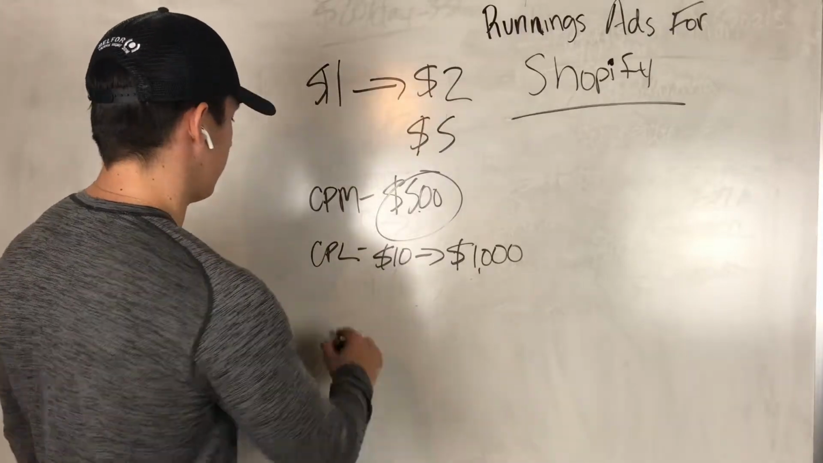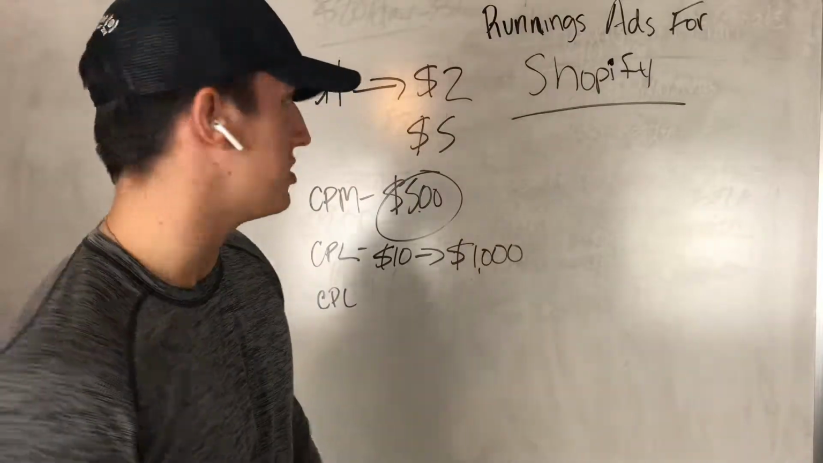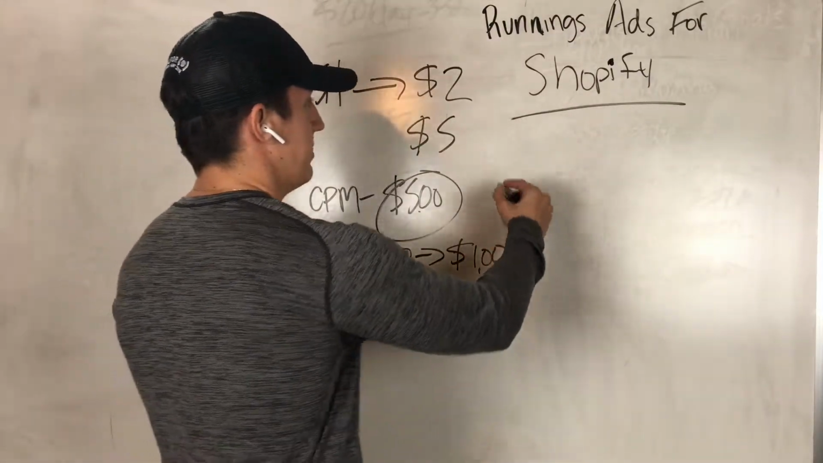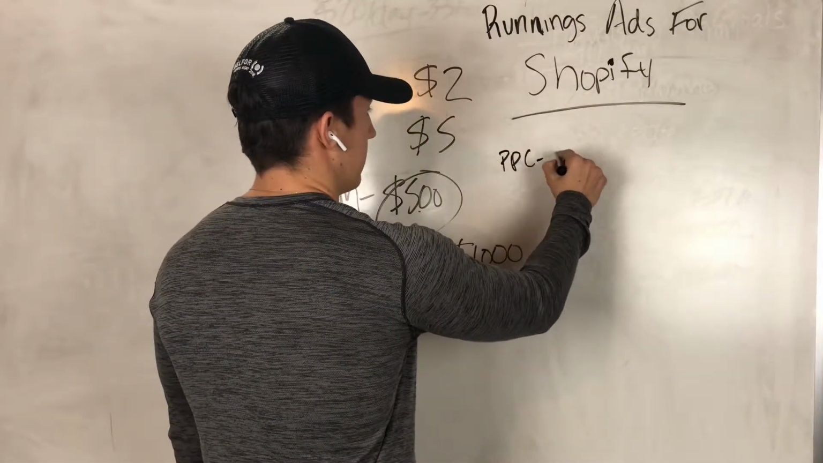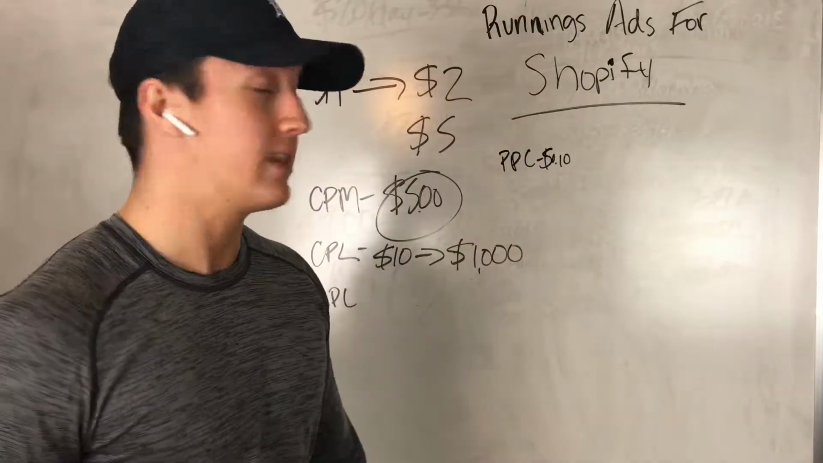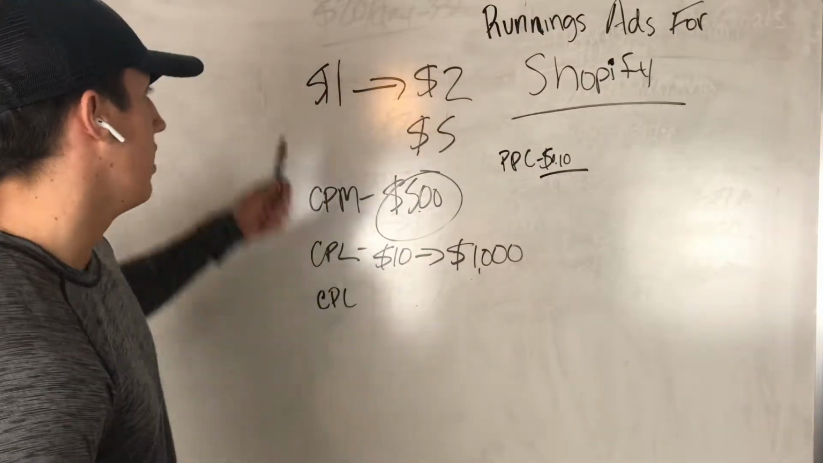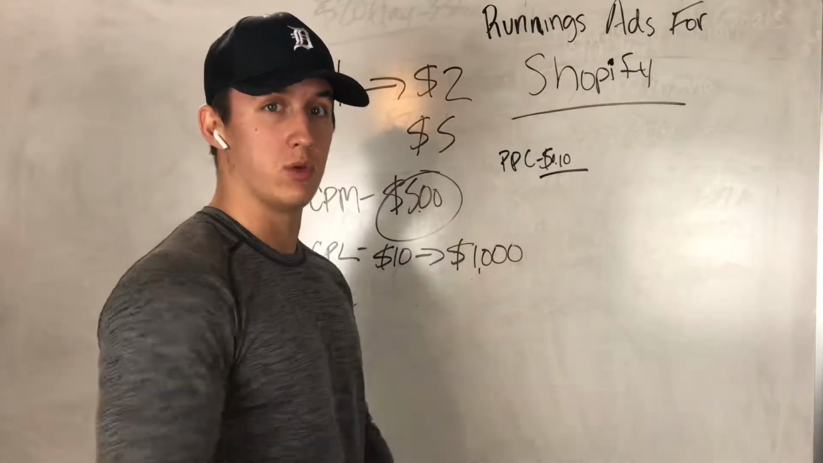CPC, cost per conversion, I want to say. And there's PPC, which is pay per click. So let's say PPC is like 10 cents. Every time somebody clicks the link and goes to the link of the product you're selling, it's going to cost you 10 cents. You only get charged per that. All of this is on Facebook, so you can choose how much you want to budget for it.